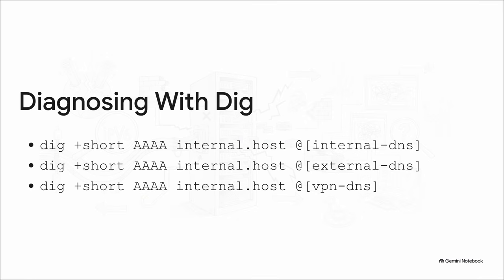You want to run this against your internal DNS, your external ISP or public DNS, and, this is absolutely crucial, the DNS server assigned by the VPN. If your internal DNS hands back the right IPv6 address, but the VPN DNS returns absolutely nothing, well, there you go. You've just found the smoking gun behind all those random help desk tickets.